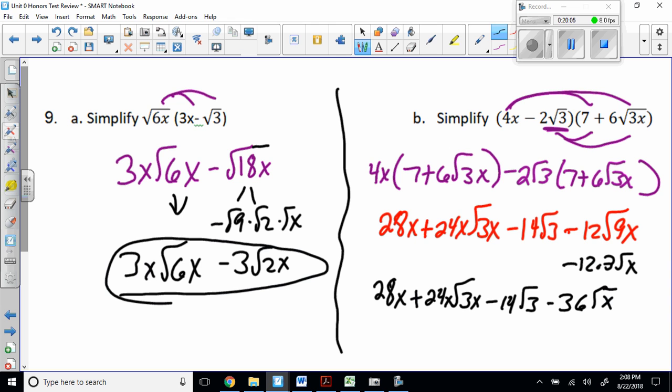Where? Well, I took and done this. Okay, 4x times 7 is 28x, right? 4x times 6 is 24x. And then I didn't have anything to multiply the square root of 3x by, right? Right here.